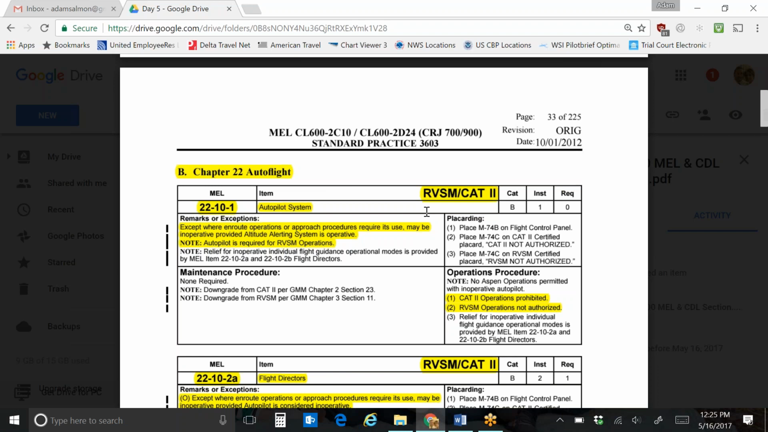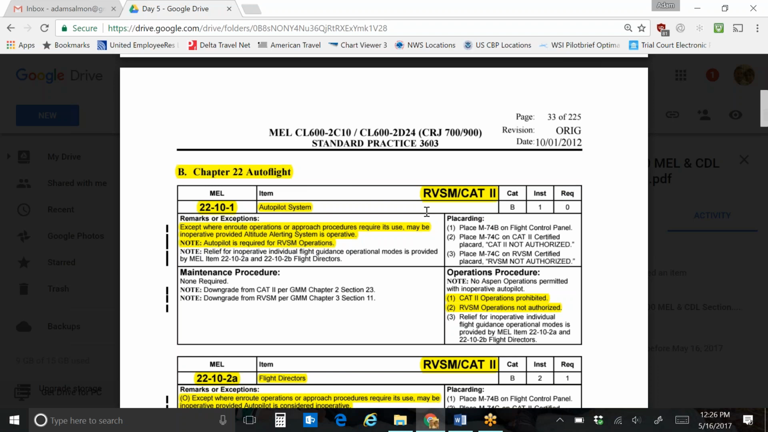So this says in the remarks, except where en route operations or approach procedures require its use, it may be inoperative provided the altitude alerting system is operative. How do you know if the altitude alerting system is operative? Well, if it's not operative, then you would see a separate MEL for that system. So that's how you know whether things are operative or not. You just can look and say, well, do I see an MEL for that? If you don't, that means it's operative.